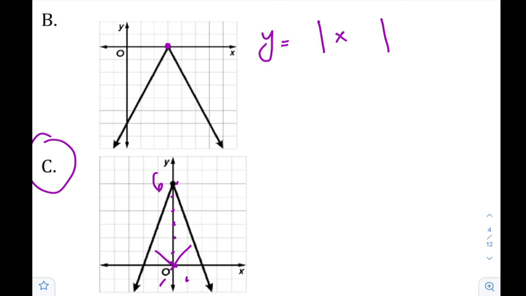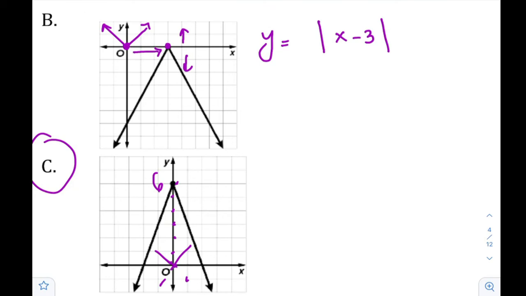Is there any translation? Yes. Originally the parent function looks like that, starting from the origin. We have noticed that it has been moved 3 units to the right. So we have to write -3. Is there any movement up or down? No. So here we will write nothing, 0.